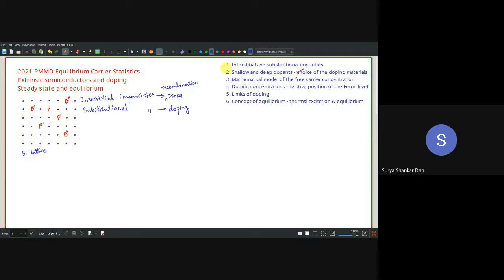Now we come to the next topic, shallow and deep dopants. So this is the picture from the perspective of a fabrication engineer, in real time. What is happening from a device physics perspective?